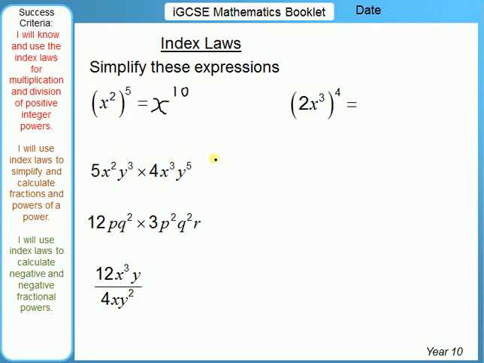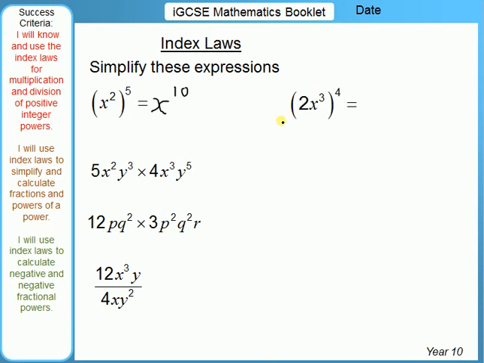This is because what this question means is we're multiplying x squared by x squared by x squared by x squared by x squared. So we're multiplying x squared 5 times. That's the same as doing 2 times 5. When we have whole numbers, we have to be a little bit more careful.